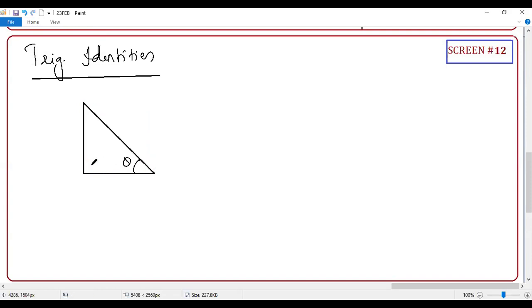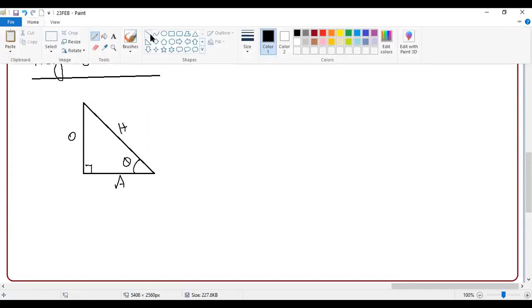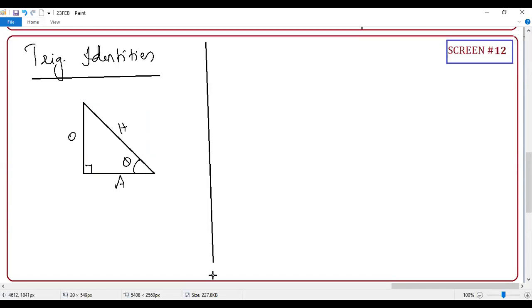If I say this is theta and this is 90 degrees, this is your hypotenuse, this is your opposite side, this is your adjacent side. Agree with me or not? Yes, sir. I'm going to tell you some secret, student.